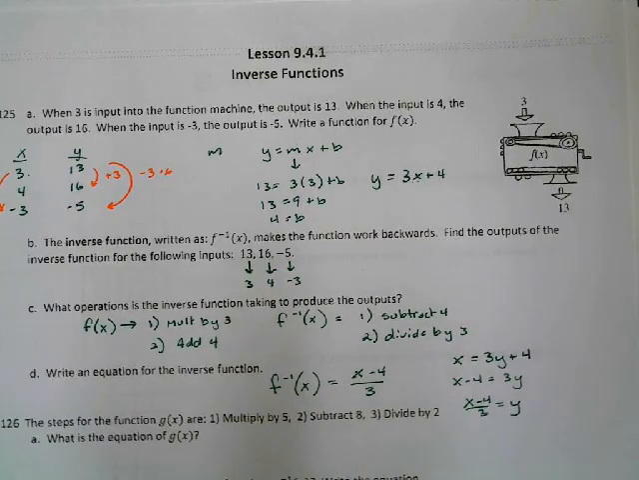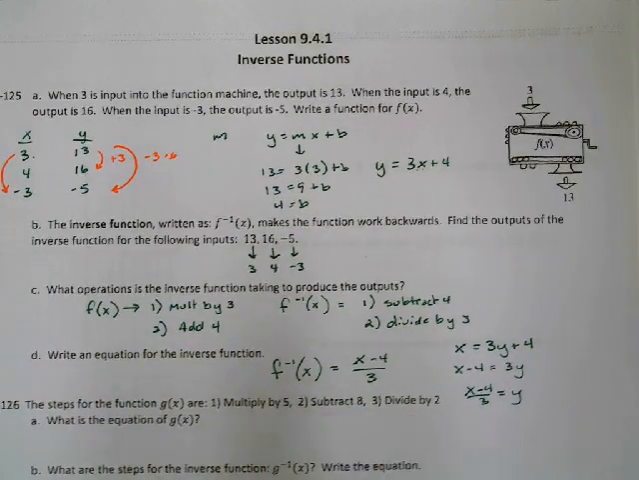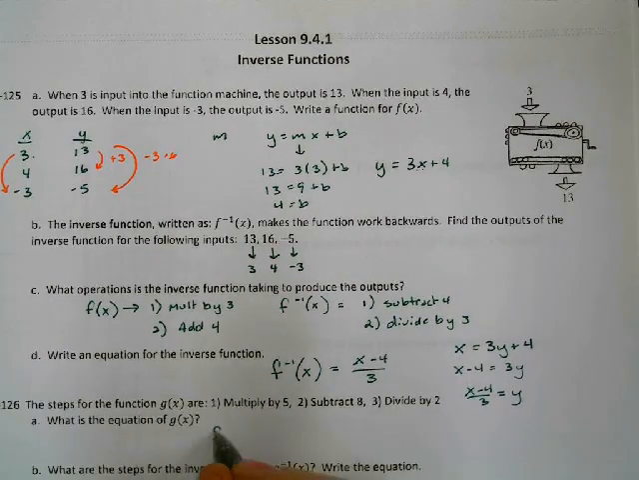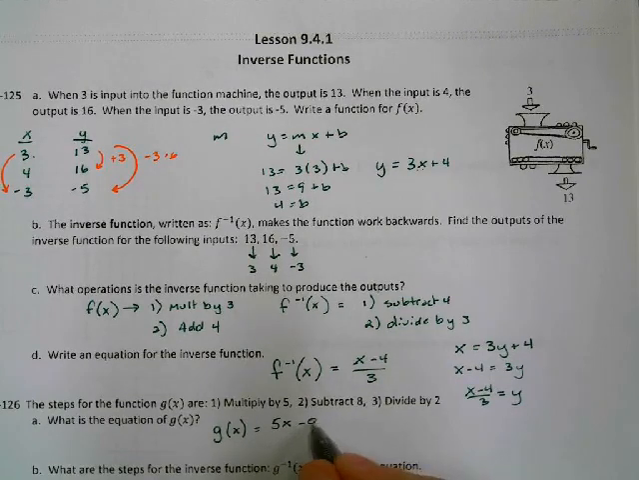All right, so the steps for the function are multiply by 5, subtract 8, then divide by 2. What is the equation of g of x? Okay, so g of x, we're supposed to take x, multiply by 5, subtract 8, and then divide by 2.